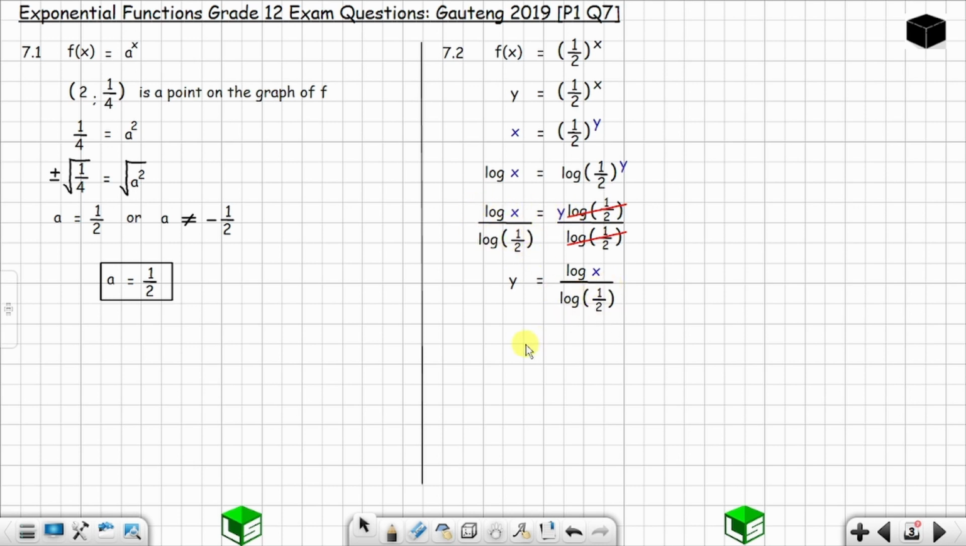You can see. You carry on. Y is equal to log of x to base 1 over 2. Okay, this is the final answer. This is how you write it.